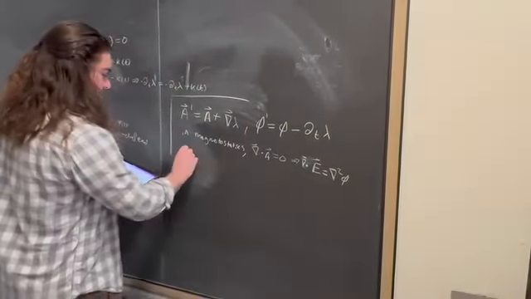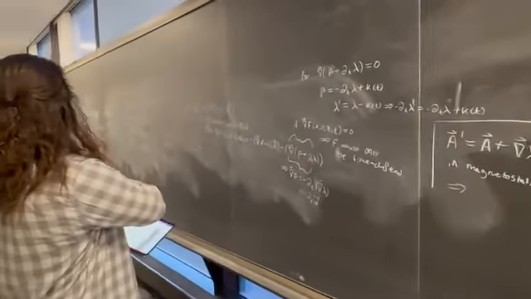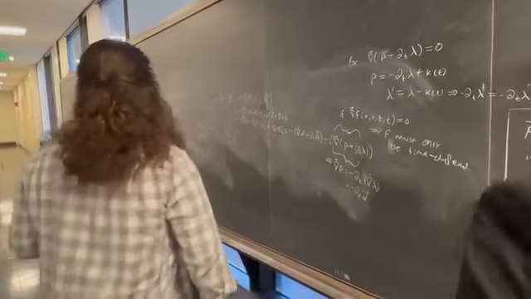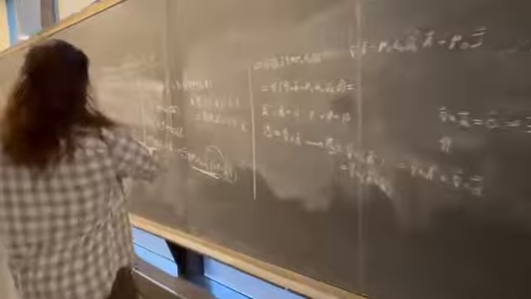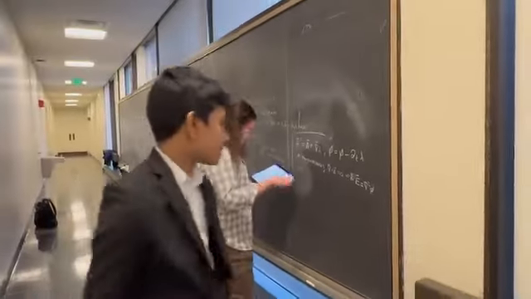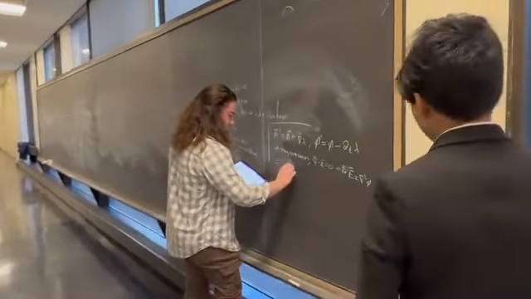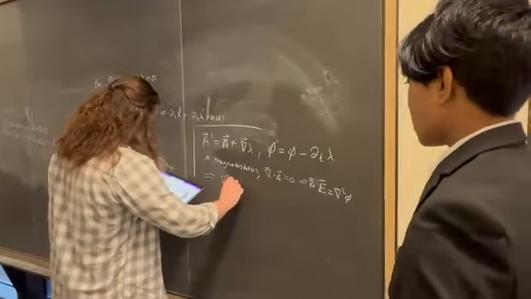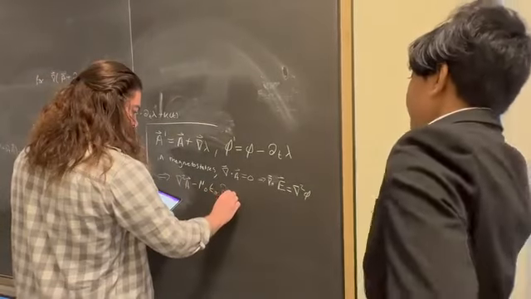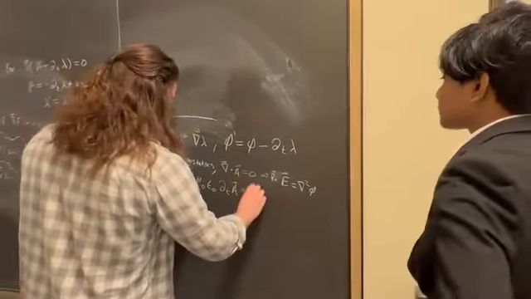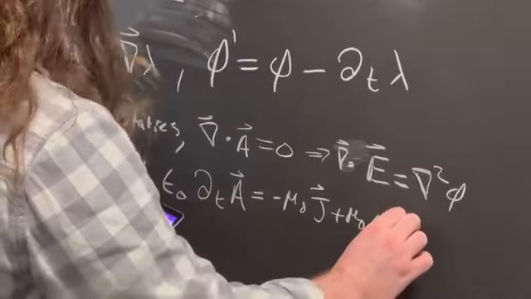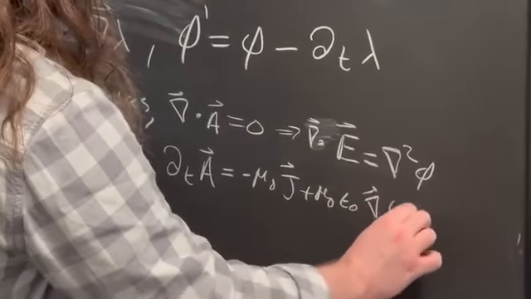And this implies for the equations that I had derived earlier on A and phi, these equations here, that if you substitute this in, you get rid of a term. And those equations simply reduce to the Laplacian of A minus mu naught epsilon naught partial t A equals negative mu naught j plus mu naught epsilon naught gradient partial t phi.